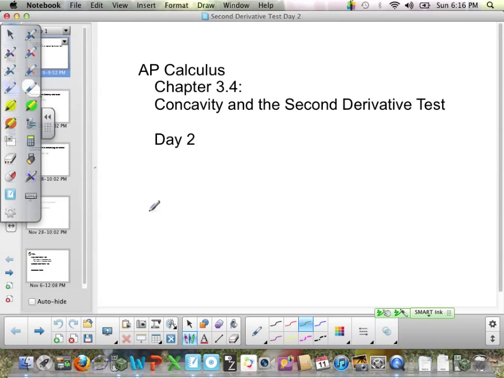Something that's concave up curves like that. We say concave up like a cup. If it's concave down, the second derivative is negative and it looks concave down. It's an upside down cup. Concave down like a frown.